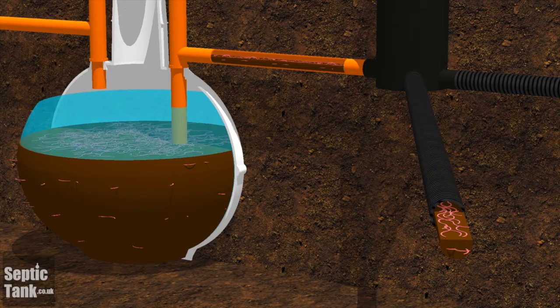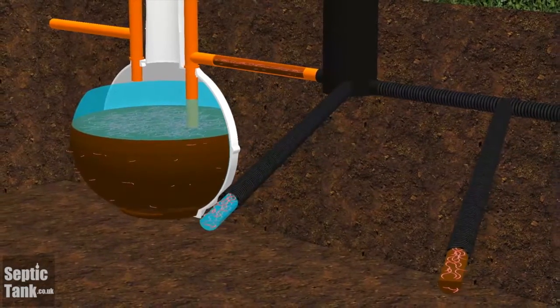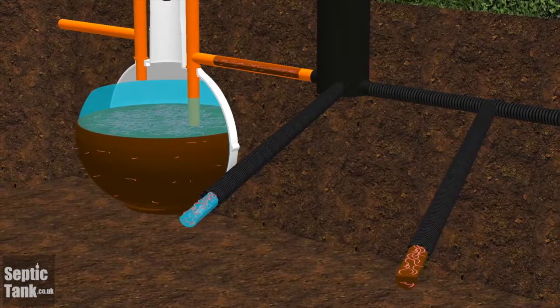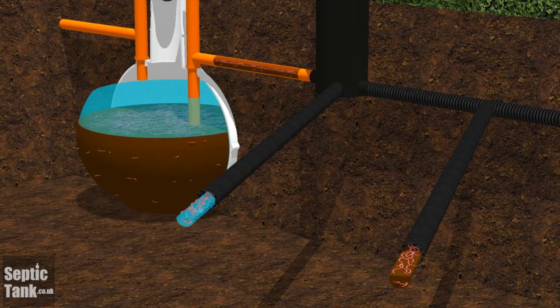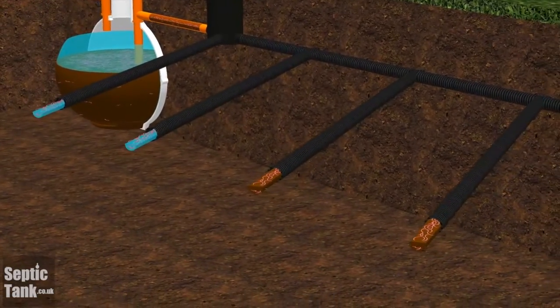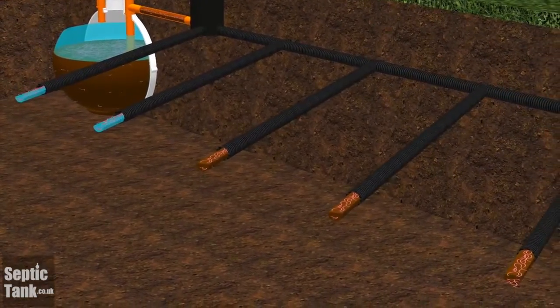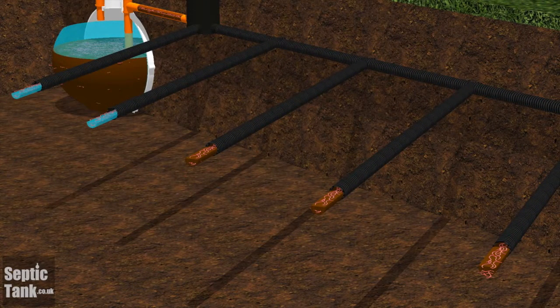The worms very quickly will start to eat and digest all that fat and the sludge and the grease that are blocking up the soakaway pipes. They'll start converting that waste into safe, clean, organic matter, converting it into a watery discharge or solution that will just drain away naturally into the soil.